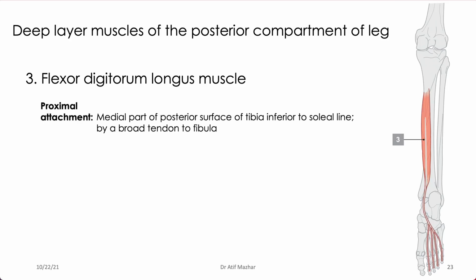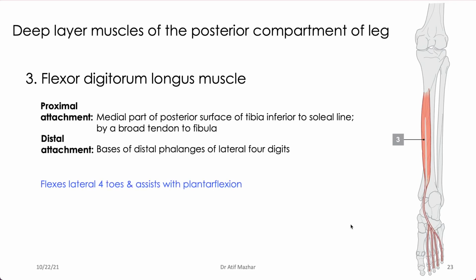Proximally, it attaches to the medial part of the posterior surface of my tibia, inferior to the soleal line. This is the soleal line, and there's also a tendon which is coming from the fibula. So this is how it's coming from these two sources, and then it's going to attach to the base of the distal phalanges of my 4 digits. What it does is flex the lateral 4 toes and assist with plantar flexion. And this muscle is also innervated by the tibial nerve.